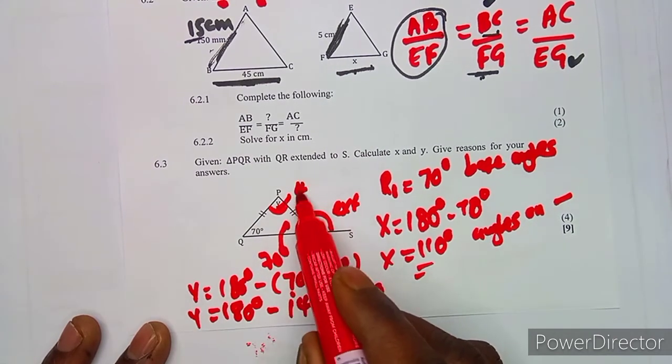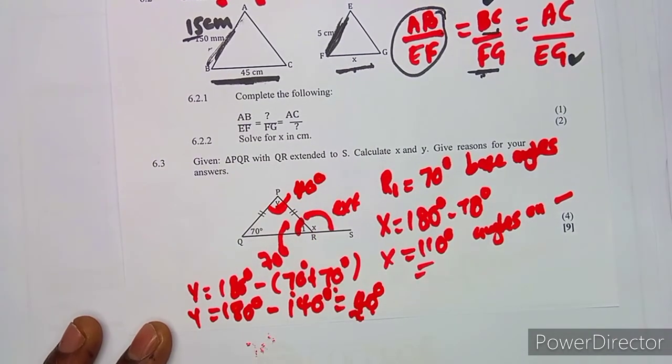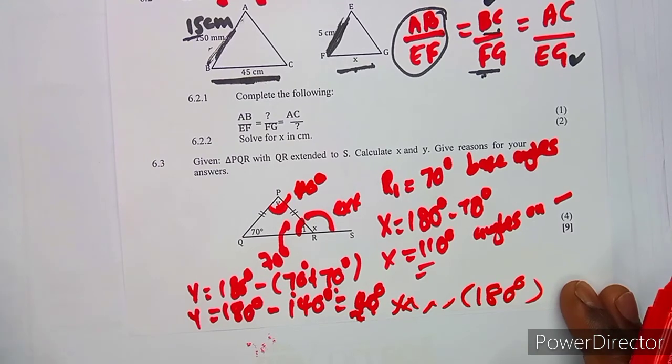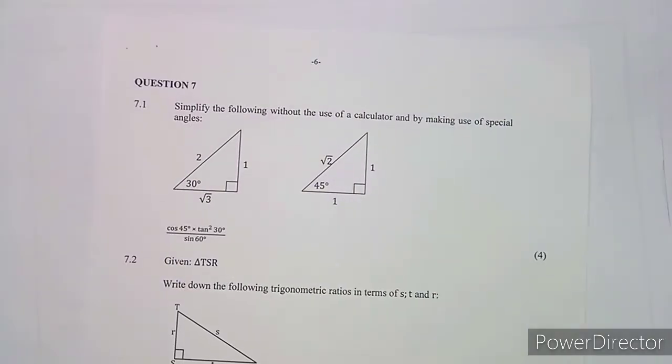So this angle is going to be 40 degrees. So the reason is angles in a triangle, they add up to 180 degrees. Actually, there are so many ways and concepts, guys, and considerations that you can have. But that was to make it a total of 9 marks on that question.